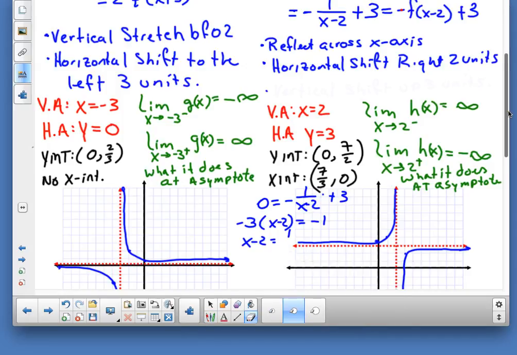I can get my 1/3 in there. I think I add 6/3, and that's where I get 7/3. So I'm able to find my x-intercept and y-intercept straightforwardly. I expect you guys to be able to do that. Those should be great points on your graph.